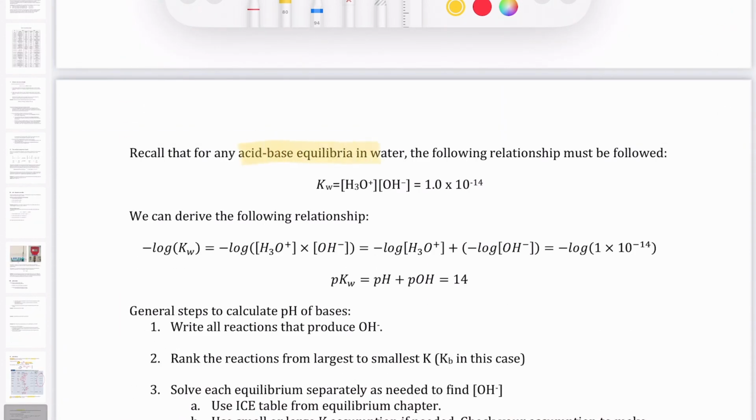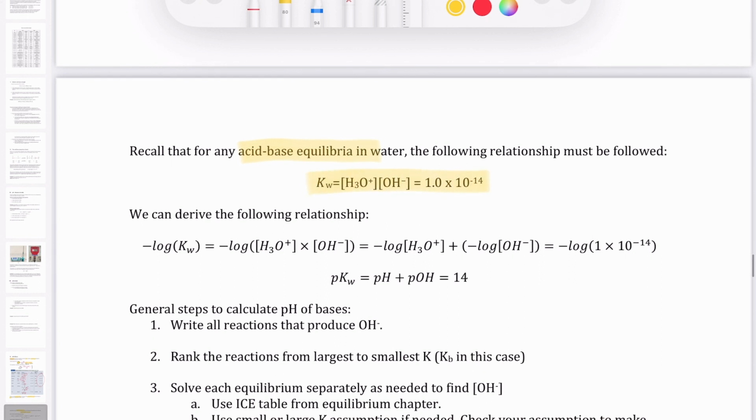For any acid-base equilibria that occurs in water, we have this relationship, which is the Kw relationship, right? Where the product of the hydronium concentration times the hydroxide concentration has to always equal 10 to the minus 14. And we can use this to derive an expression to help us solve the pH of a base. And that is to just put negative log on both sides of that equation. So now negative log Kw, and then negative log of the expression on the right, which is the H3O+ times the OH-. And of course, based on log properties, I can separate out to the negative log of just H3O+ and negative log of OH-.